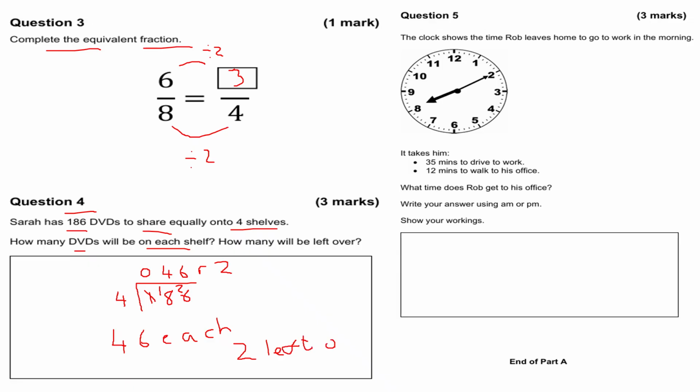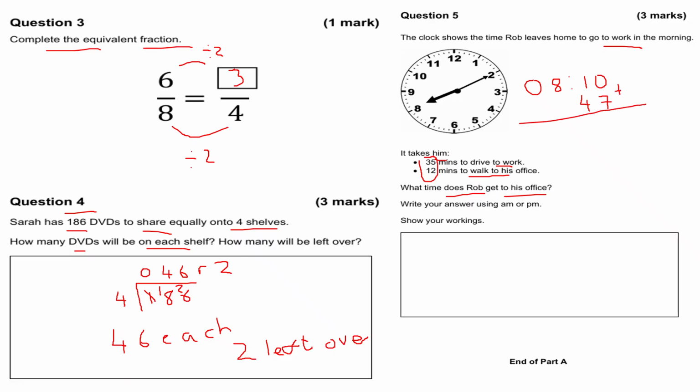Question 5, guys. The clock shows the time Rob leaves home to go to work in the morning. It's currently 10 past 8, so 8:10 a.m. You could say 08:10, which also means a.m. It takes him 35 minutes to drive to work and 12 minutes to walk to the office. What time does Rob get to his office? In total, we're adding 47 minutes to 10.